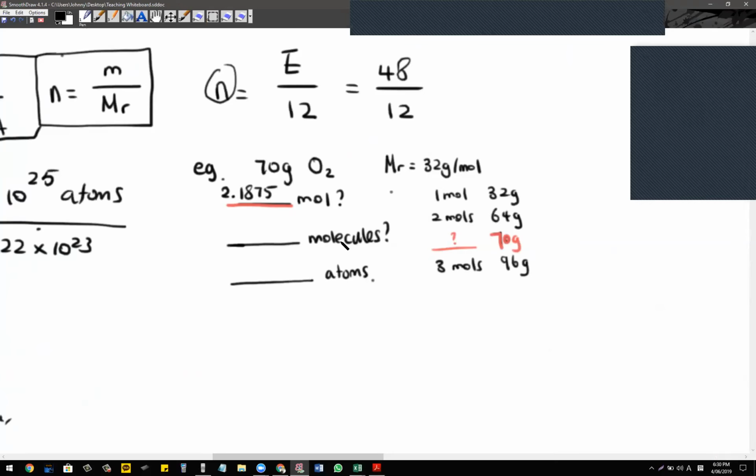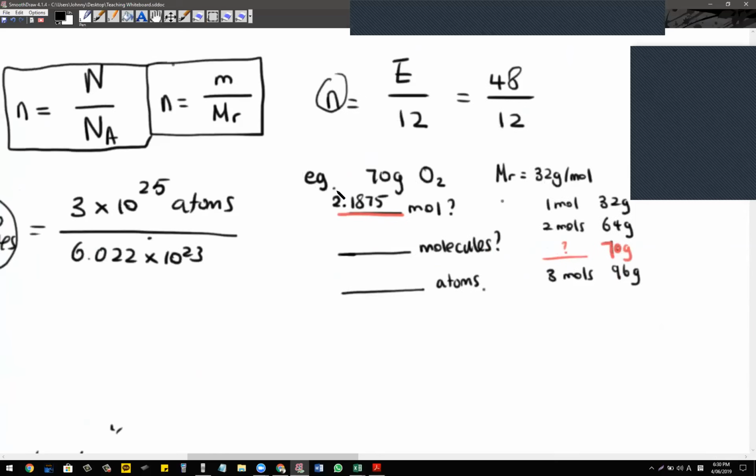Now, let's talk about how many molecules there are. Okay, so we know that in 1 mole, there are 6.022 times about 10 to the power of 23. So if you have 2.2 moles, that'll be twice this one. So that'll be 1.2044 times about 10 to the power of 24.